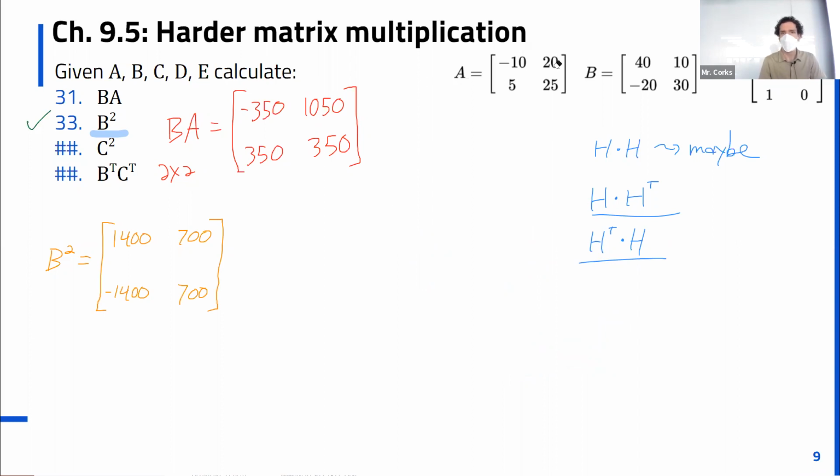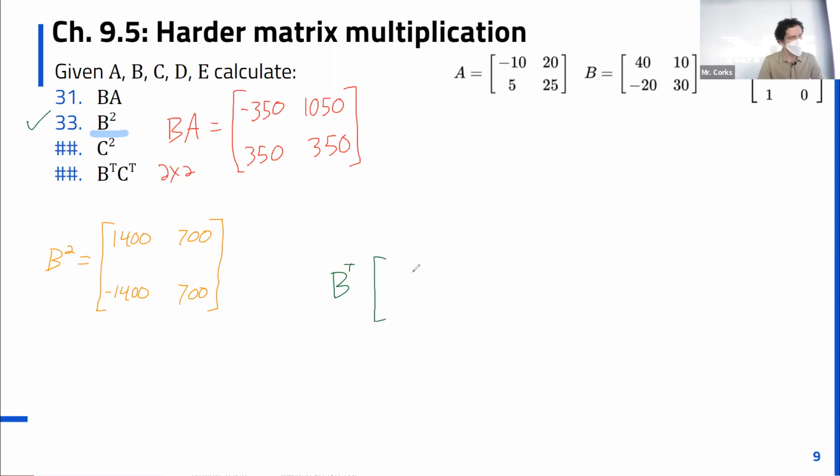All right, let's do our last one here. Screen again. So B transpose and C transpose. This one, we can kind of see some shortcut stuff that we could use. So that's what I want to show you. Let's do this. So B transpose.